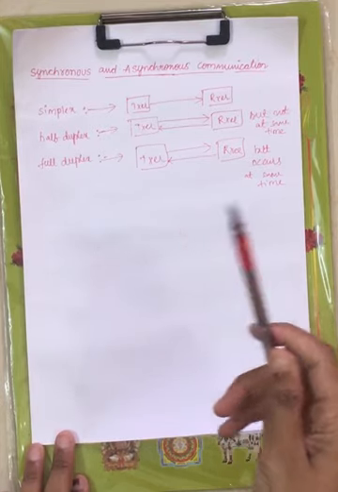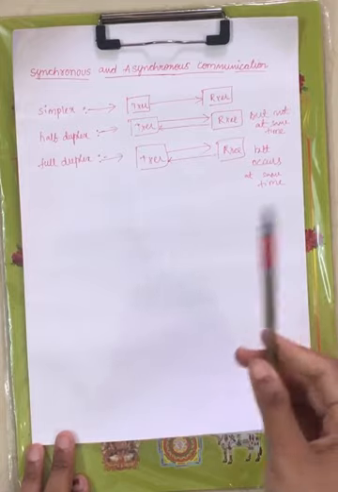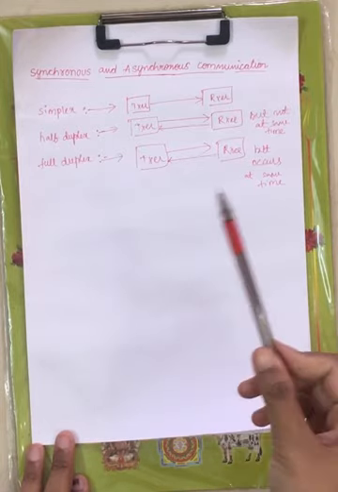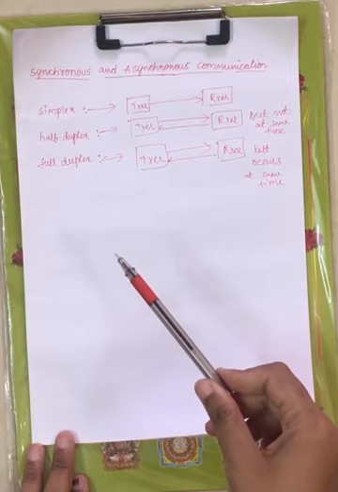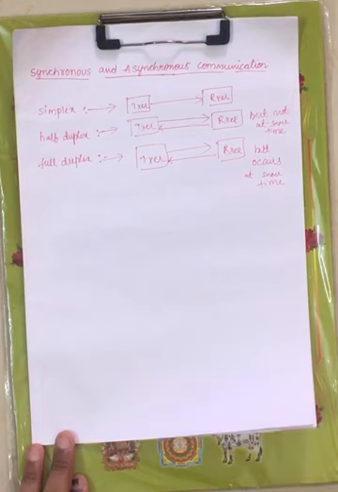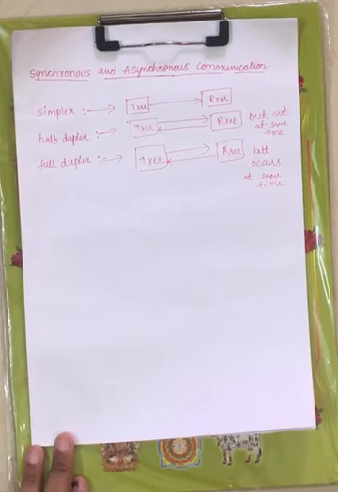In simplex you can transmit the data only in one direction. Under half duplex you can transmit the data in two directions but not at the same time. Now coming to full duplex, you can transmit the data in two directions at the same time. This is the meaning of simplex, half duplex and full duplex.